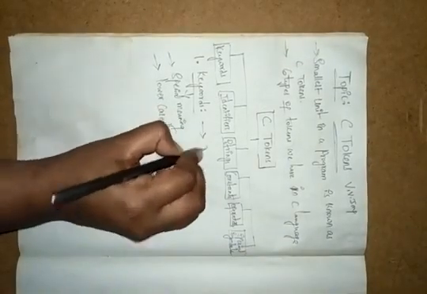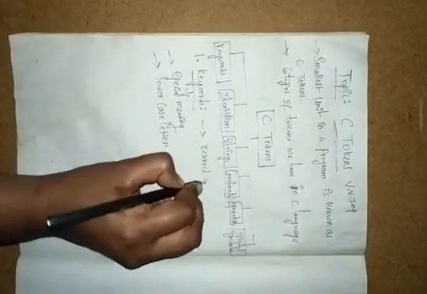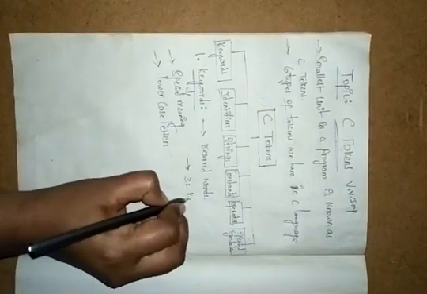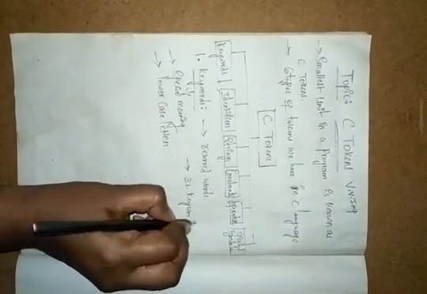Keywords are also called reserved words. Reserved means we cannot change these keywords. Whatever it may be, you cannot change this. It is reserved already; it occupies one place in the program. Totally we have 32 keywords in the C language, and they are in alphabetical order.